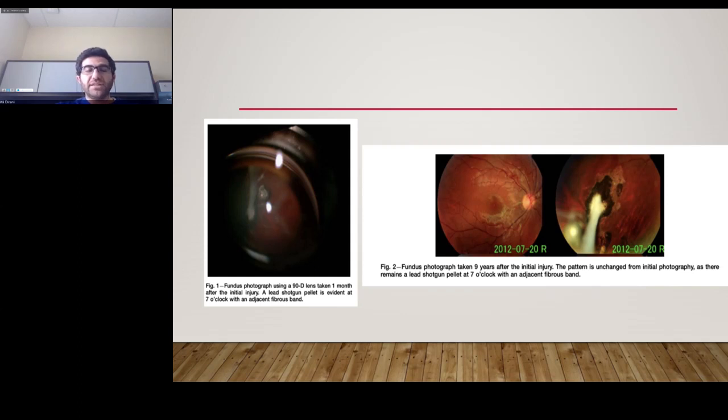It's very important, in case you decide not to do surgery, that the patient be followed yearly, and ERG should be considered in this case, as sometimes we can have a macular toxicity related to copper or iron that can be detected only by ERG.